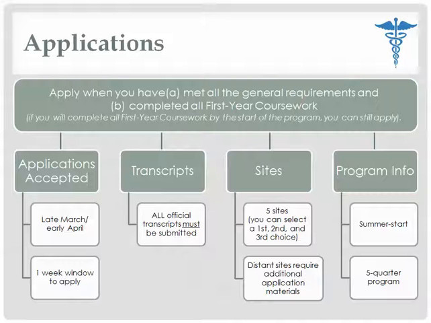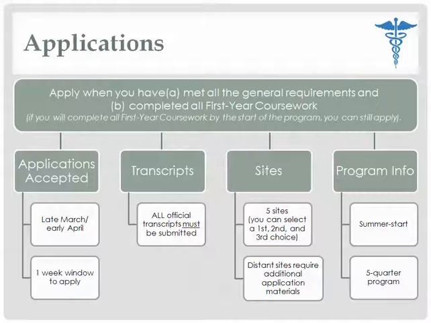All official transcripts must be submitted. You must submit official transcripts from every college or university where you have earned credit regardless of what you studied or how long ago those credits were earned. As mentioned before, you can choose from one of the 5 sites. If you would be willing to train at more than one site, list the sites you'd be willing to go to in sequential order on your application.